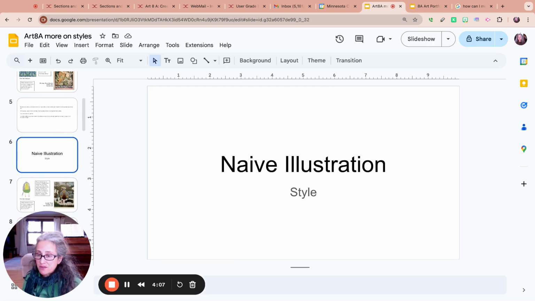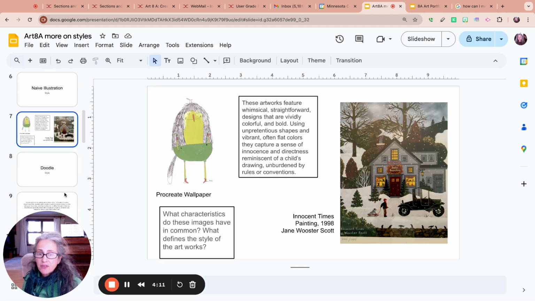Naive illustration style. Naive illustration, you could think of self-taught artists. Again, what characteristics do these images have in common? What defines the style of the artworks? The one on the left is a Procreate wallpaper of a fun figure, and the one on the right is a painting done by Jane Wooster Scott, a self-taught artist who worked all throughout the late 1900s. So about 1950 to, you can see this one was 1998.